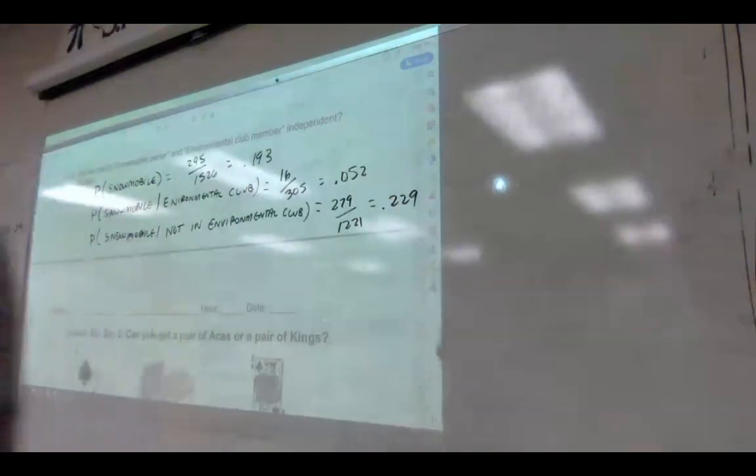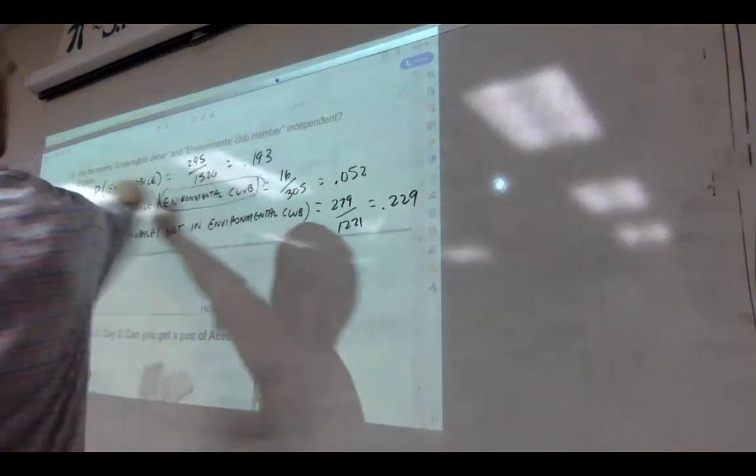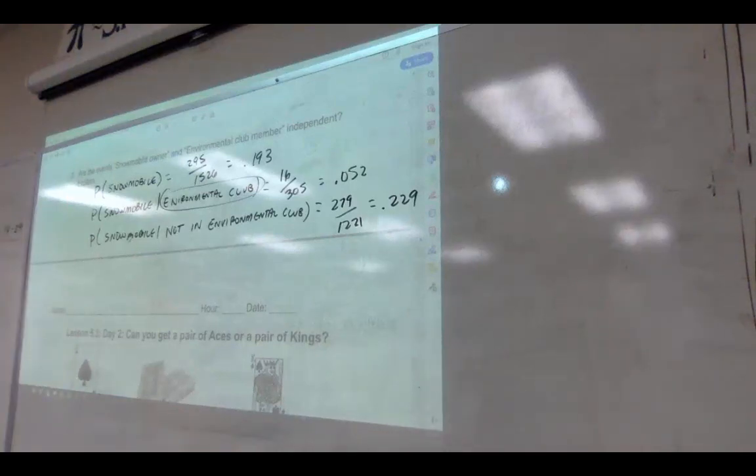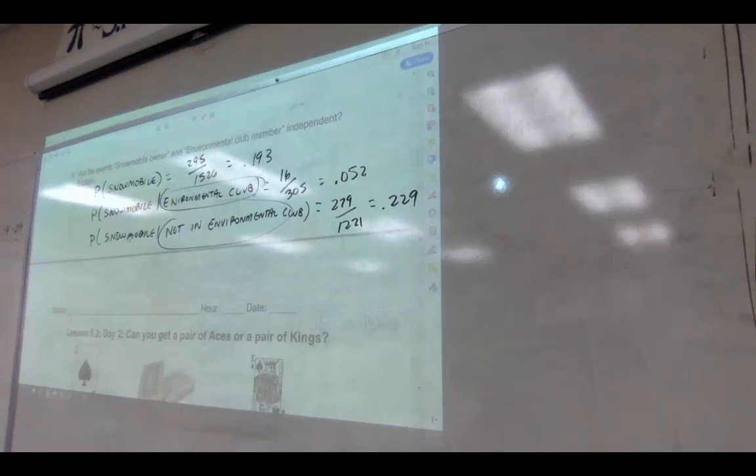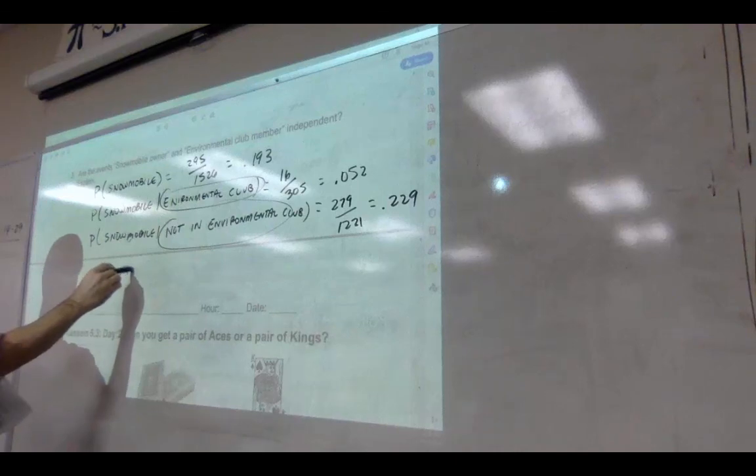Where did the 305 come from? The 305 is the number of people who are in the club. If you look up at the chart, given that, yes, they're in the club, the denominator would be 305. Not in the club would be everybody else, so that's from the no column. And then we evaluate snowmobile owner versus not. So what say you? Are they independent? No, they're not. You can think that they are, because what does the snowmobile have to do with the environmental club? The statistics say no, not independent.